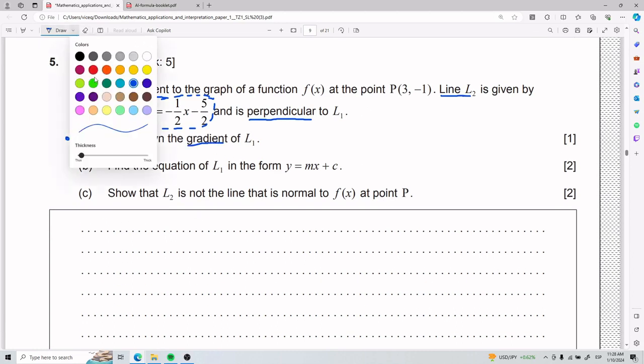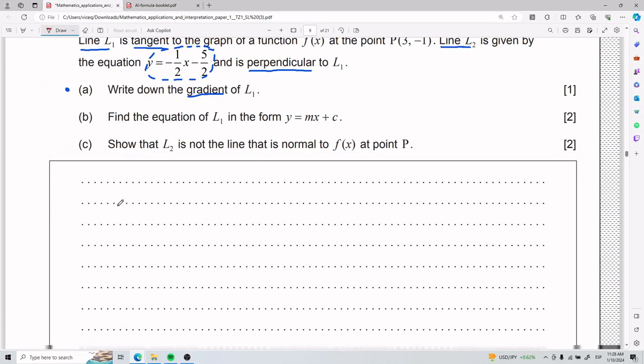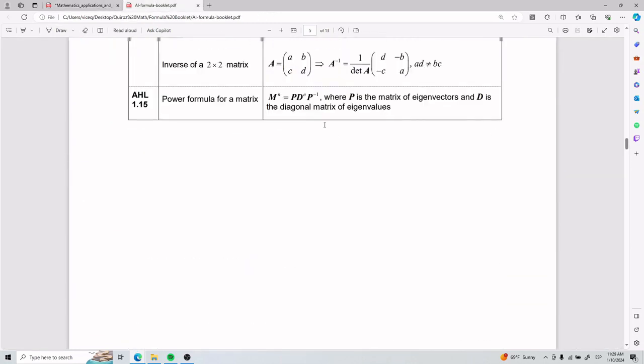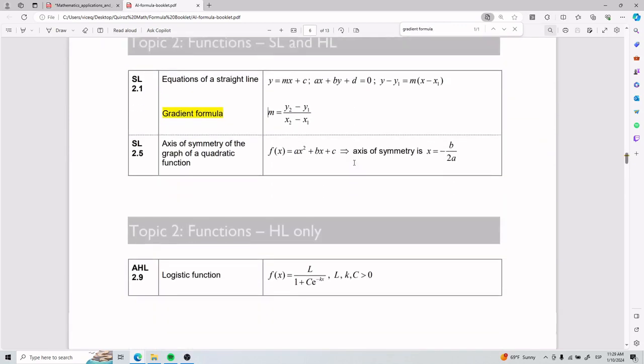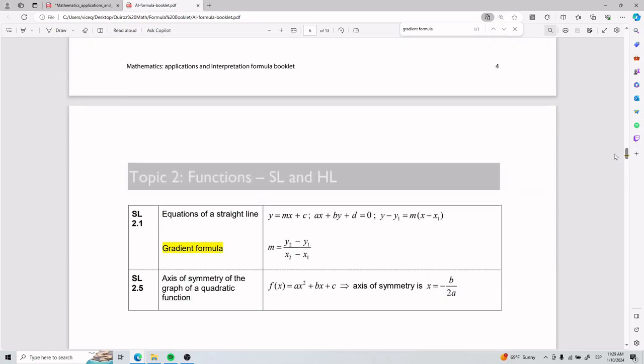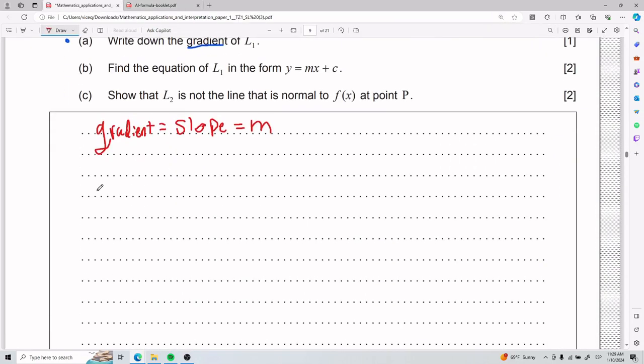Ooh, look at that, another buzzword. So let's go bit by bit. Gradient is the same as slope. In your formulas, you're going to see that gradient is what they call m. If you go into the formula booklet and look for the gradient formula, there it is: m equals y2 minus y1 divided by x2 minus x1.